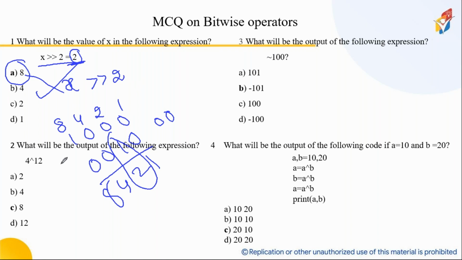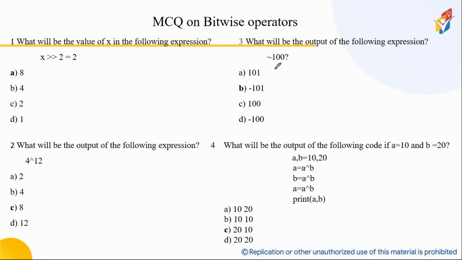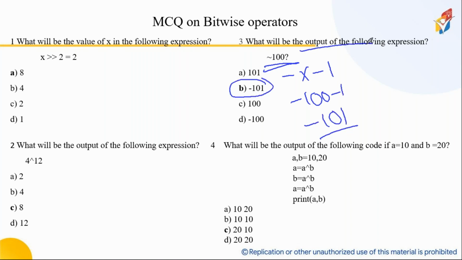Now, can you please solve this example? Next example? What is the answer? Simple answer: minus X, minus 1, minus 100, minus 1. So minus 101, this one. Is it okay? This is a direct technical question they asked in several Infosys examples.